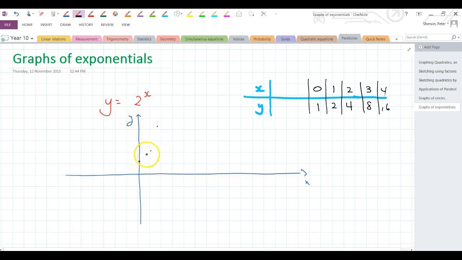Okay, that's fine. What happens in this bit? What happens when x is negative? Right, what happens when x is minus 1? Now this will test you out. 2 to the power of minus 1, what's that equal to? Remember that a negative power becomes positive when you've put it into the denominator. So 2 to the minus 1 equals 1 over 2 to the positive 1, so that's a half.